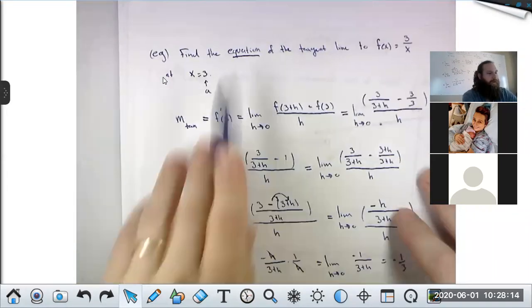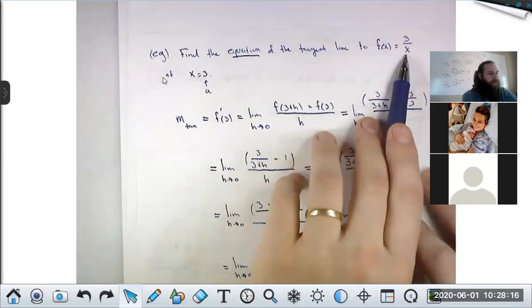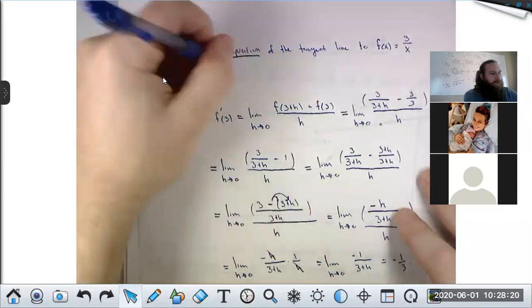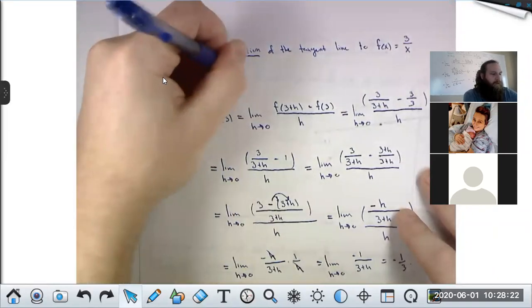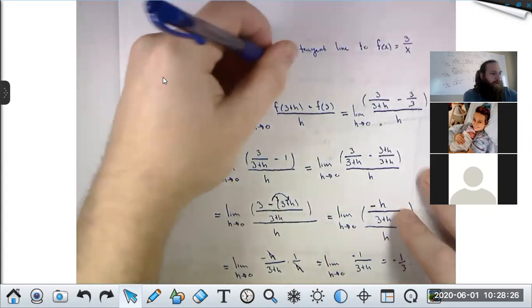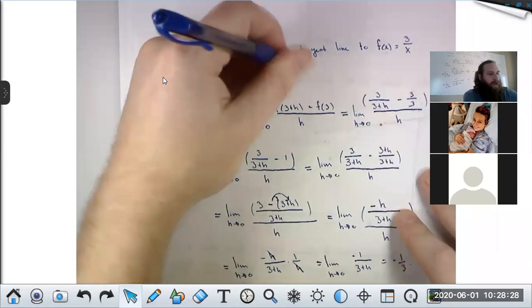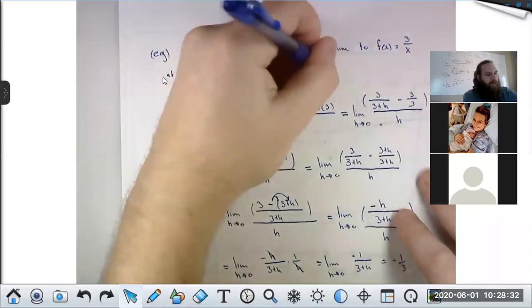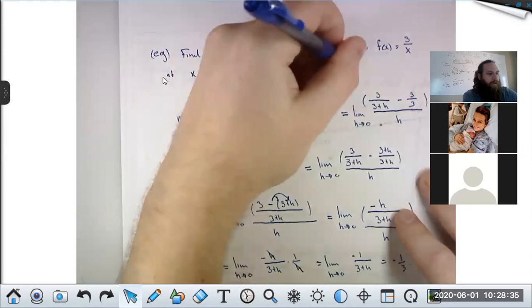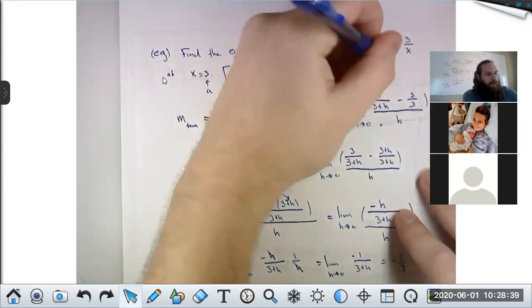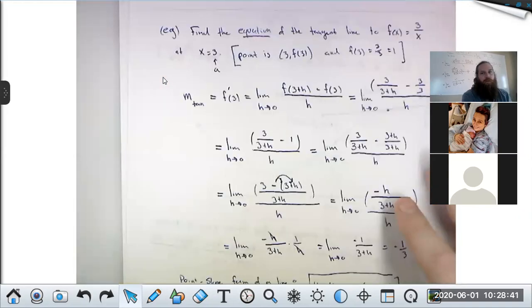Since in this example they told us to find the equation of the tangent line to that function when x is equal to 3, my point of tangency is 3 comma f of 3, right? A comma f of a. And f of 3 is 3 over 3, which is 1. So that point is 3 comma 1.